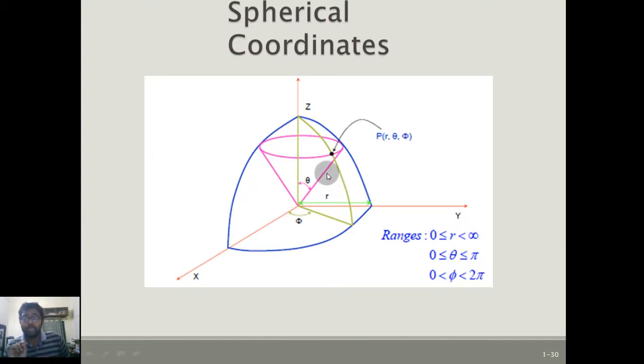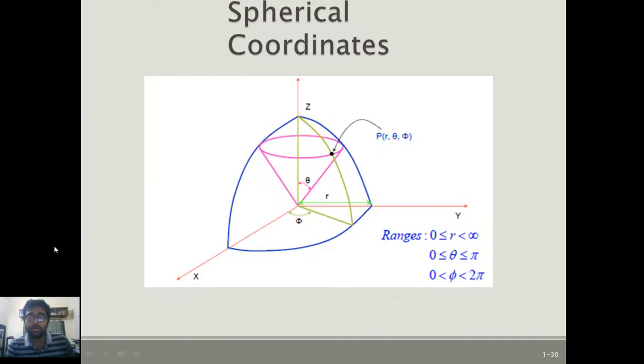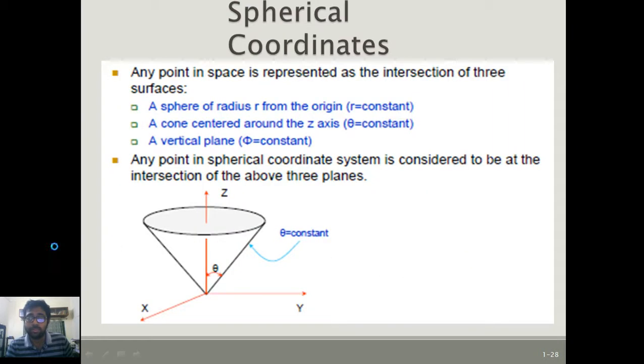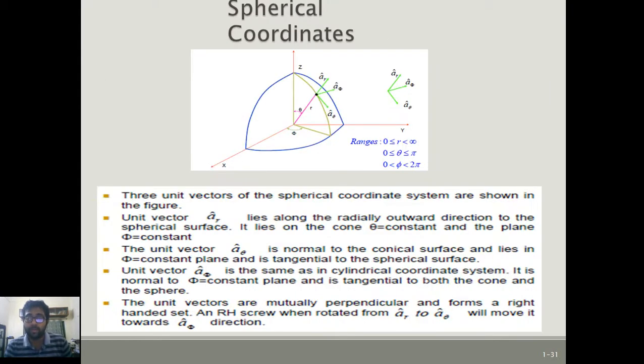Now at each point this conical surface is moving. At each and every position of point P, the a theta will be normal to this conical surface, and it lies in the phi constant plane. What is the phi constant plane? The phi constant plane is that vertical plane. We have already described it; this is the vertical plane. It will lie in the vertical plane, but it will be normal to the conical surface. It resides on the vertical plane where phi is equal to constant, but it is normal to the conical surface.